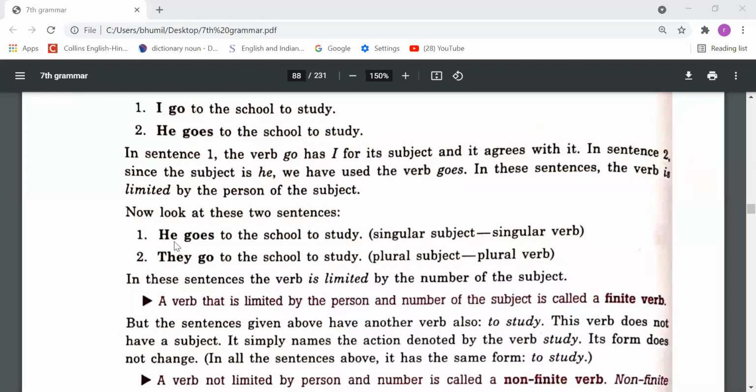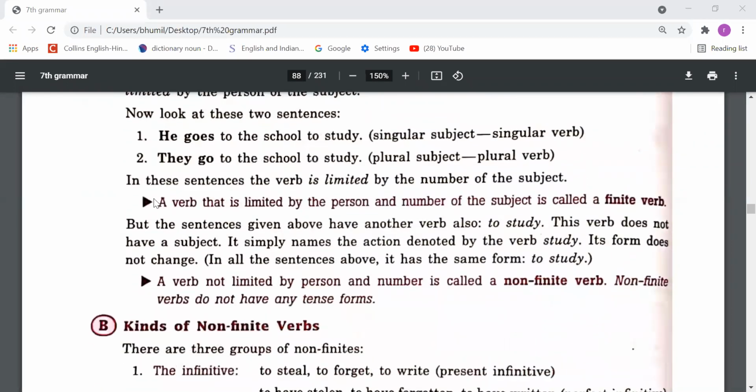But you can see here according to the number of subject we have changed the verb, like goes, here we have used go. But to study in both two sentences we have used to study, means like these verbs, like to study, these verbs are called non-finite verbs, and go, goes, these verbs are called finite verbs. So simply you can understand which are the main verbs, those are called finite verbs. In these sentences, the verb is limited by the number of subject, means which verb is limited by the number of subject, that is called finite.